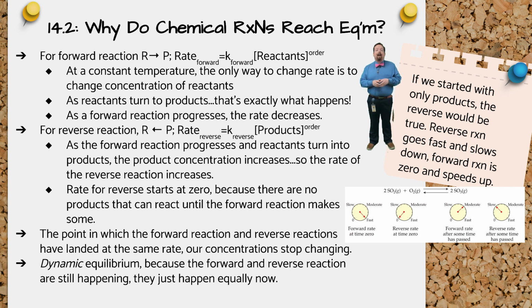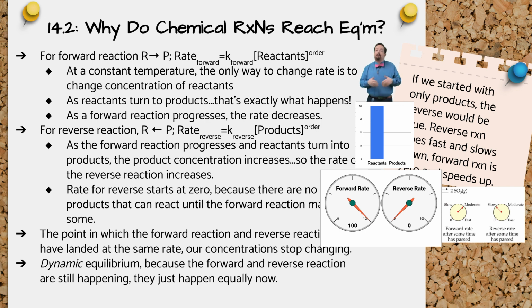Now, if we take that concept and flip it on its head, we can understand what happens in the reverse reaction as well. If our reaction is reversible, as we make products, some of them will turn back into reactants. This starts off really slow because we start without any of our products at all, and then we only have a little bit, so the rate of that reverse reaction is slow because we only have a little bit of those products.